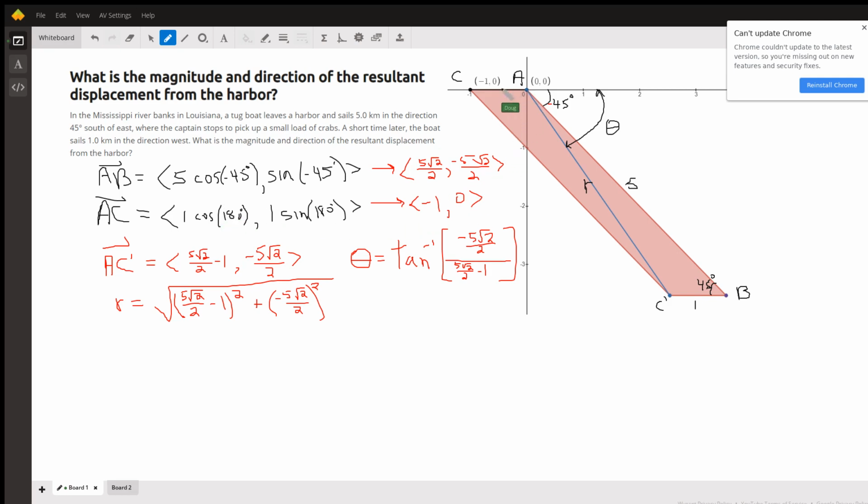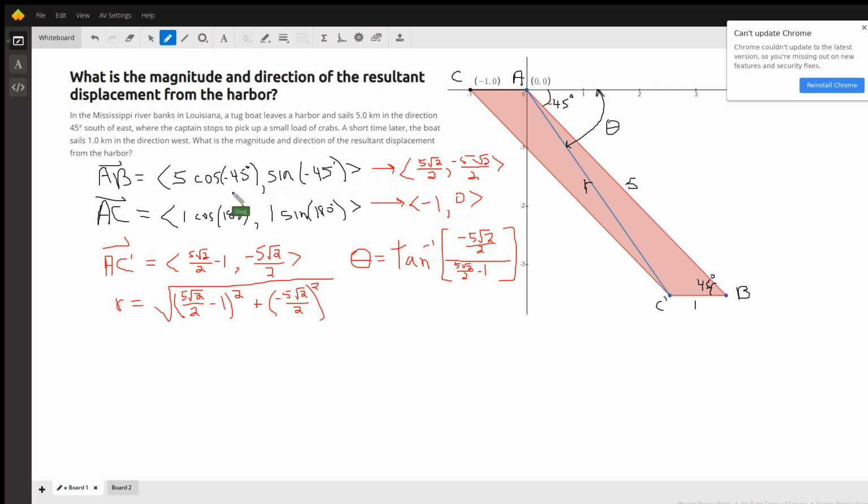The vector AC is the standard position of vector BC prime going 1 mile west, so that the vector ends up having coordinates -1, 0.